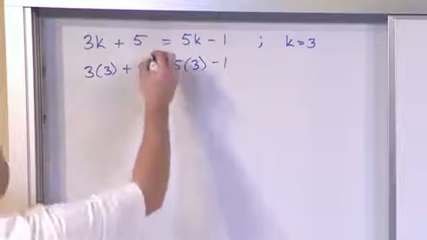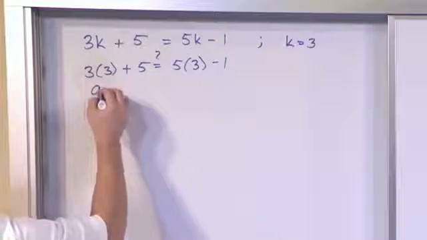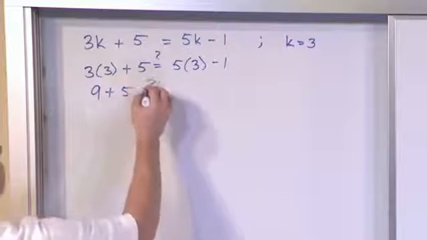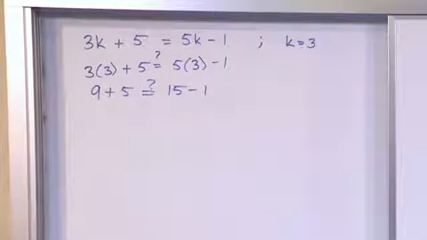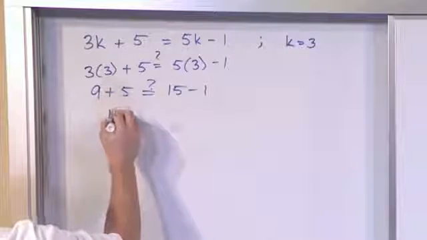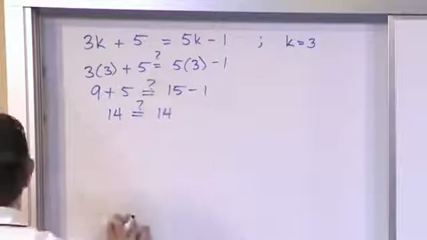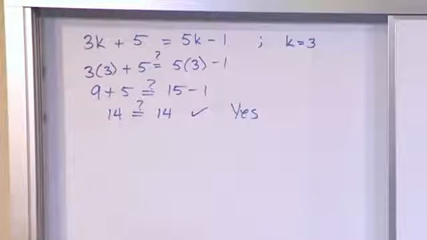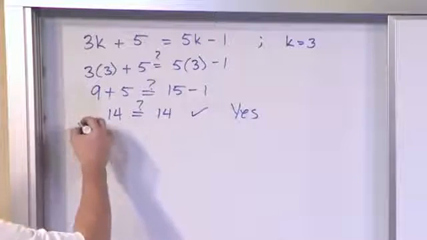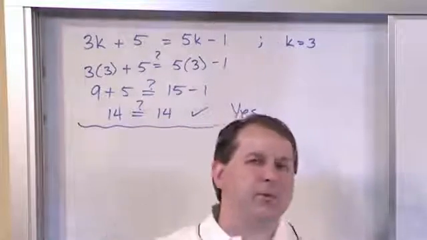And we're asking ourselves, are these equal? So we have to do the multiplication first. 3 times 3 is 9. We still have to add the 5. We'll do that later. 5 times 3 is 15. So we leave that like this. 9 plus 5 is 14. And 15 minus 1 is 14. So yes, this is correct. k is equal to 3 is the solution to this equation. So it satisfies it.